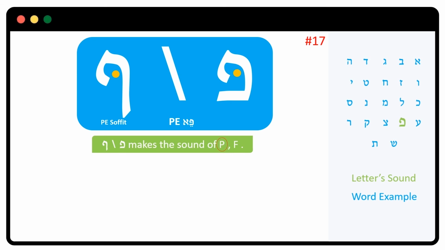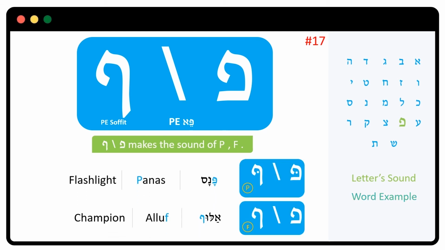And if the letter P comes without a dagesh, it makes the sound of the letter F. Let's see examples of both forms and sounds. The word panas starts with the letter P with a dagesh. Therefore, it makes the sound of the letter P, panas. And panas means a flashlight.